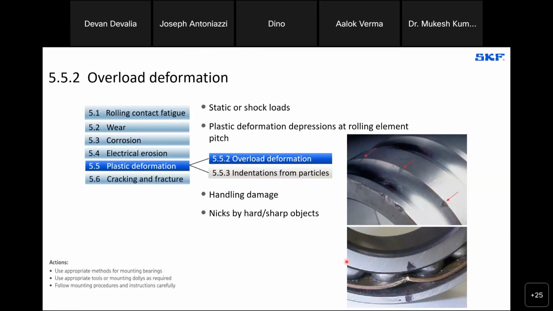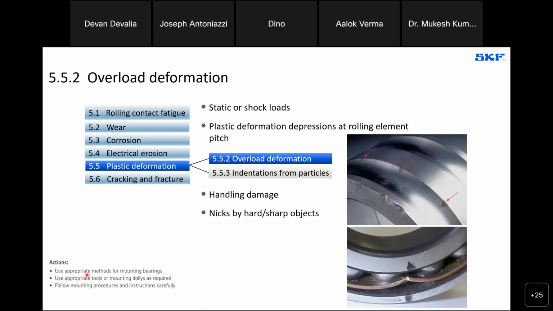Okay, so this one's also a hard one, but obviously if you see a cage dented like this, likely someone wasn't using the best tools. Maybe a hammer slipped, or a chisel slipped, or a drift slipped as they were mounting the bearing. All of that would fall under overload deformation.